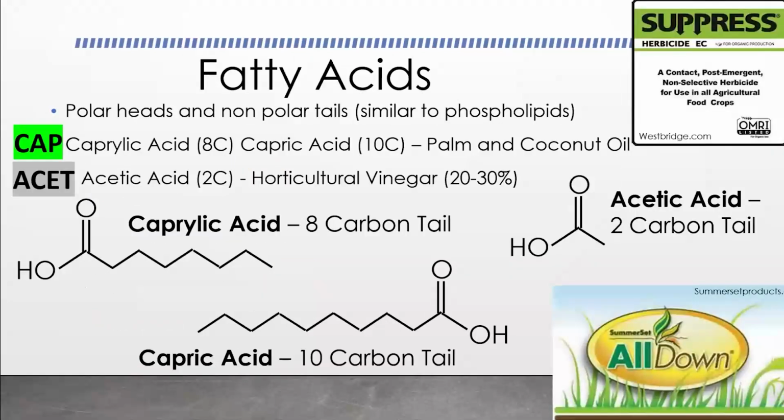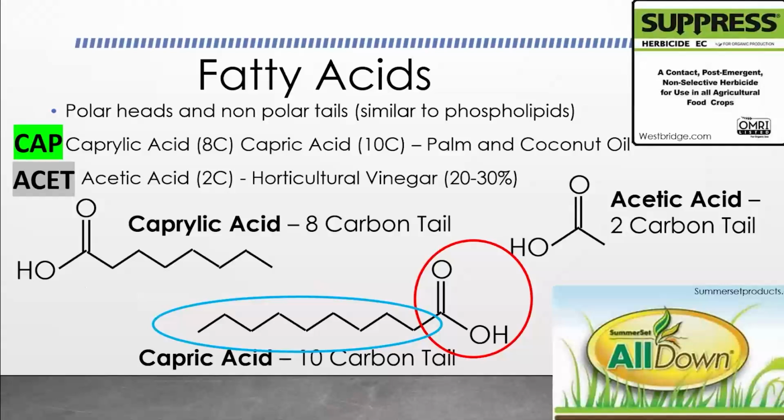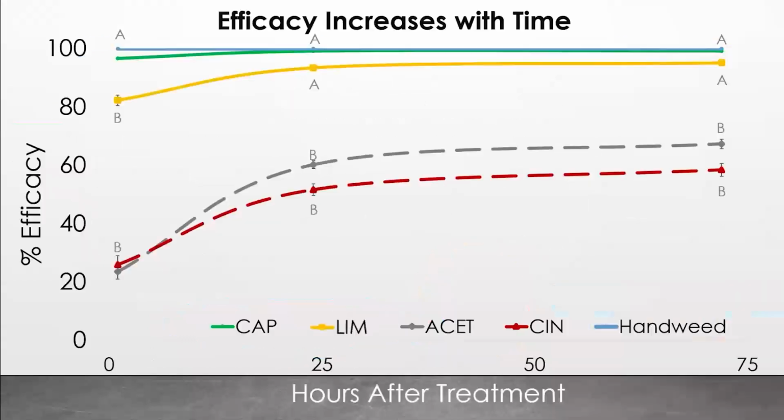The second category, fatty acids, are composed of polar acid functional groups attached to non-polar carbon tails. This structure is similar to that of the plasma membrane and plays a role in their mode of action. Acetic acid, or horticultural vinegar, was one of the original fatty acid active ingredients registered for use in organic agriculture. Capric and caprylic acid are the next generation fatty acid active ingredients registered for use in organic agriculture, also outperforming their older counterparts.